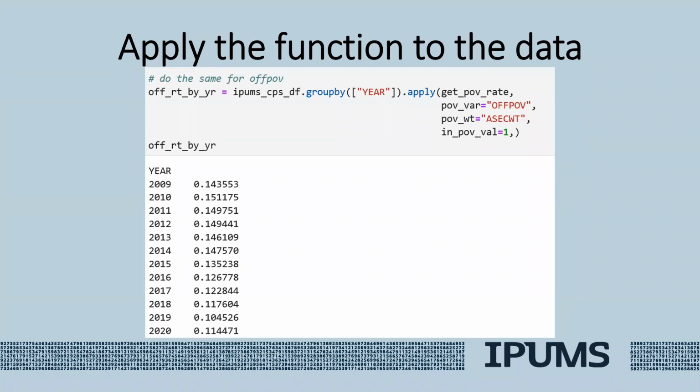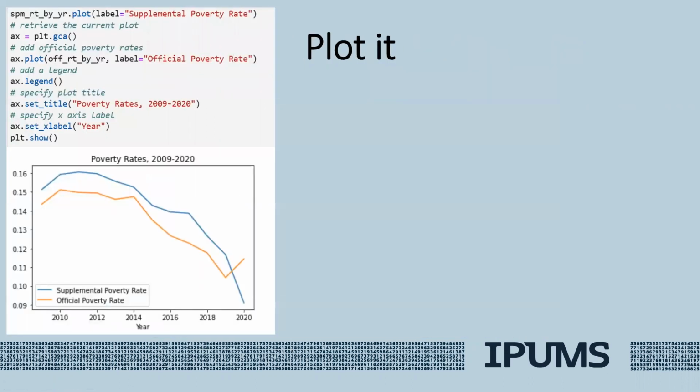And we can do exactly the same thing for our official poverty measure. And you can see this is basically identical to our previous slide, except the inputs to our getPovRate function are the official poverty measure variables. And again, we get a nice data frame output here. And another nice thing about that data frame output is we can use it to make plots pretty easily. So here you can see with just a few lines of code, I've got this nice plot that compares the supplemental poverty and official poverty rates for all of our years of data.